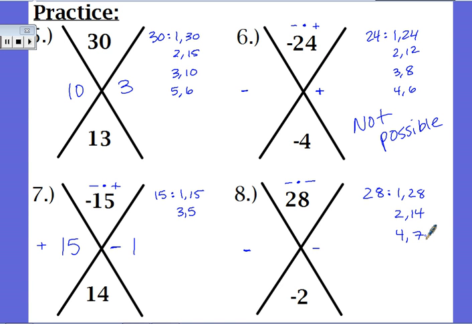When I type these into my calculator as both negatives, -4 and -7 is -11, -2 and -14 is -16, and -1 and -28 is -29. So none of these factors will get you a sum of -2. So this puzzle is not possible, or you cannot complete it.